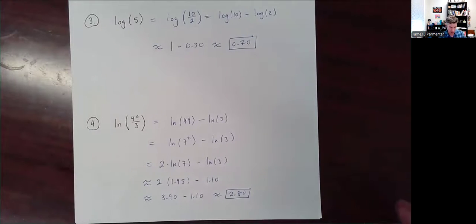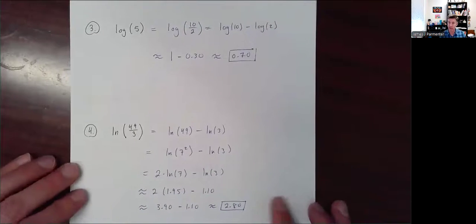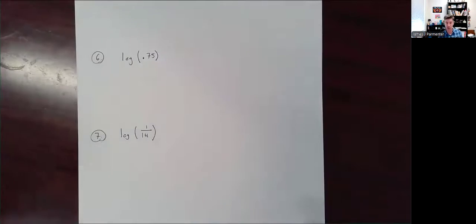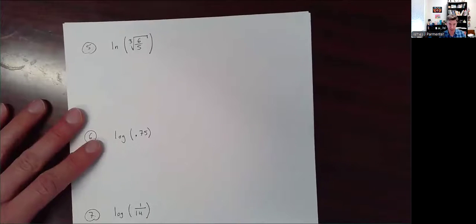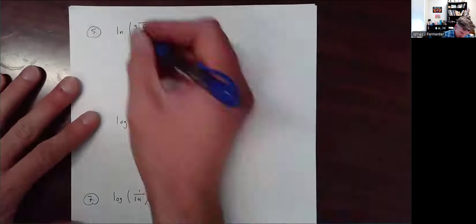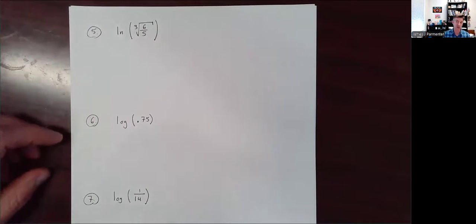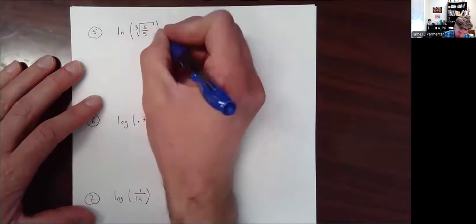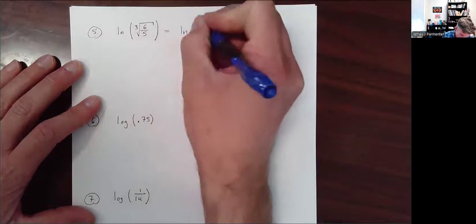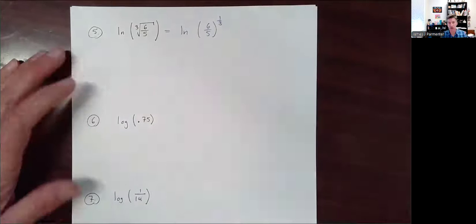Cool. Couple more. These are pretty not terrible, but they do take a minute to get the hang of. They're really just trying to force you to use the logs properties here. Let's look at this next one. We have the natural log of the cube root of 6/5. So first and foremost, I'm almost always going to rewrite a root as the corresponding fractional power. So the third root of a number is the same as that number to the 1/3 power.